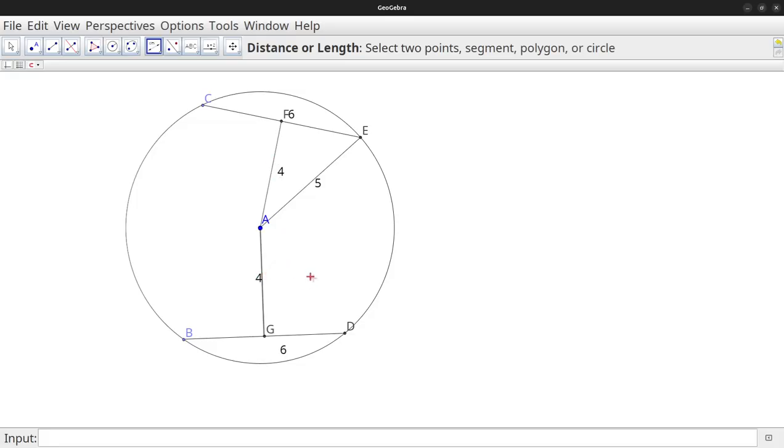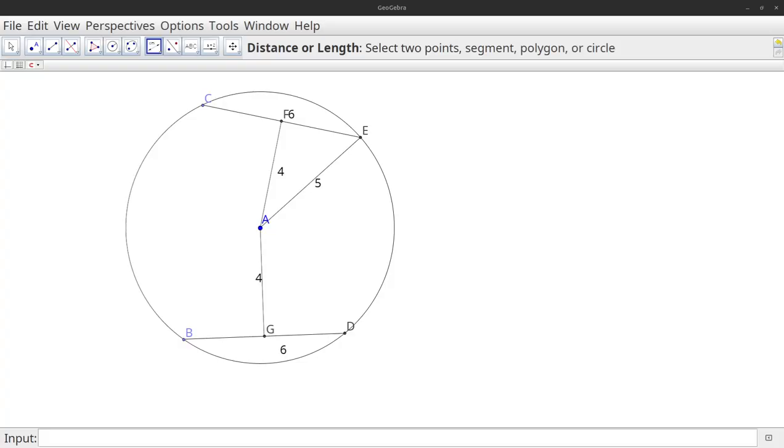4 units. Wait, what's happening? Check again. From the center to chord BT, 4 units. From the center to chord CE, 4 units. Now, these two chords are equal. Now, this is a property. What does it say?